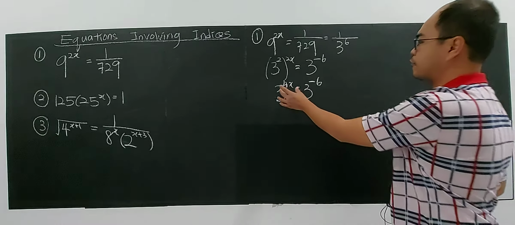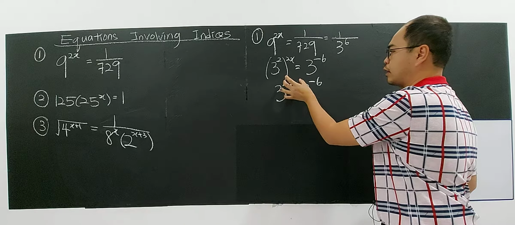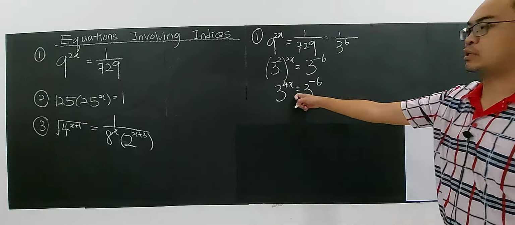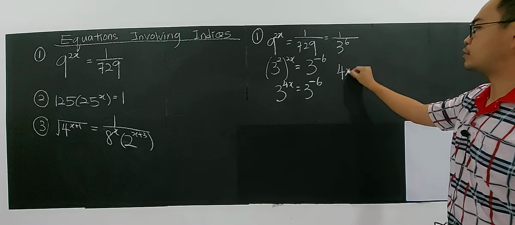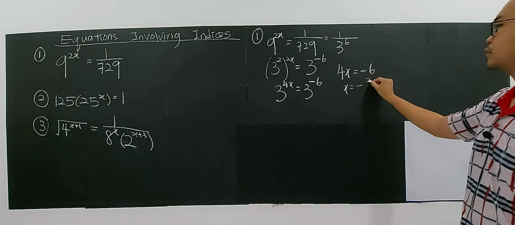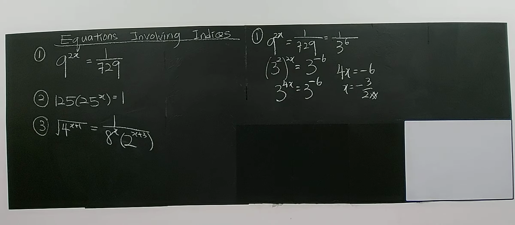So now we have 4x equals to 3 to the power of -6. Now they have the common base, and since we are solving an equation, we can directly compare the indices. So we can write 4x equals to -6, so x equals to -3 over 2.